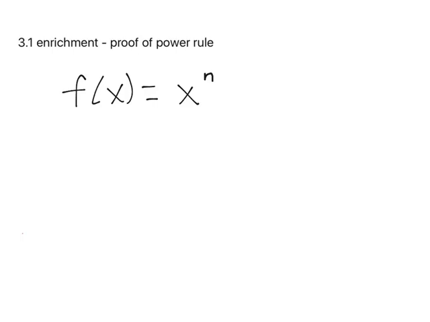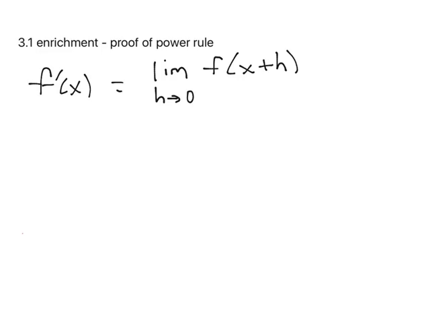In this video, we will prove that if f of x equals x to the n power, then the derivative f prime of x has to equal n times x to the n minus 1 power. That's our goal. First of all, let's show the first few cases first.